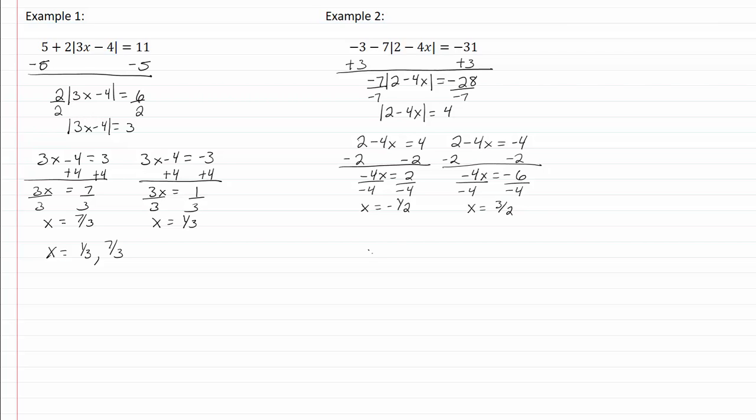So our two solutions for our absolute value equation are negative 1/2 and 3/2.